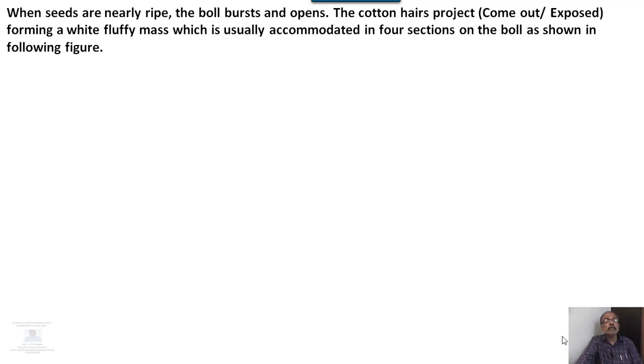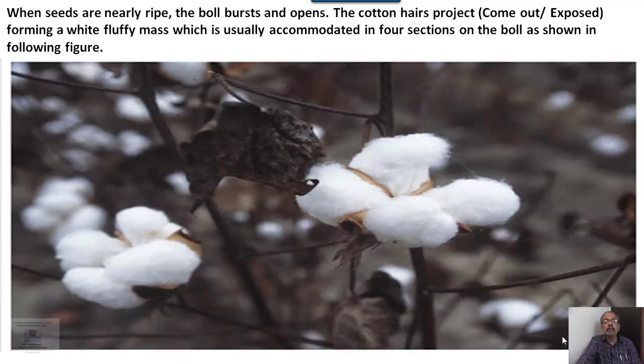When the seeds are nearly ripening, the boll bursts open, and then the cotton hairs project, they come out of the seed. These are normally called seed fibers. These seed fibers are a fluffy mass, usually accommodated in 4 sections, as shown in this particular diagram. So this is a fully opened fiber boll.